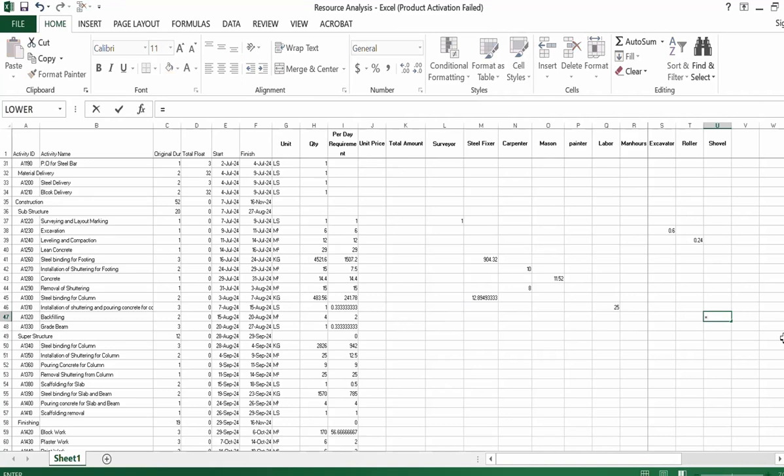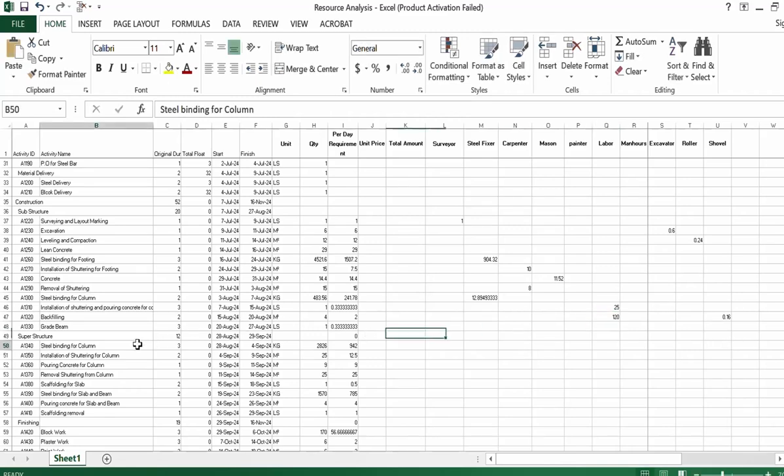One shovel can do, suppose, 25 meter cube in one day. So we will divide the total quantity by 25, multiplied by the duration. So total hours is 0.16 hours for the shovel. For the grade beam we assume it requires 120 hours.